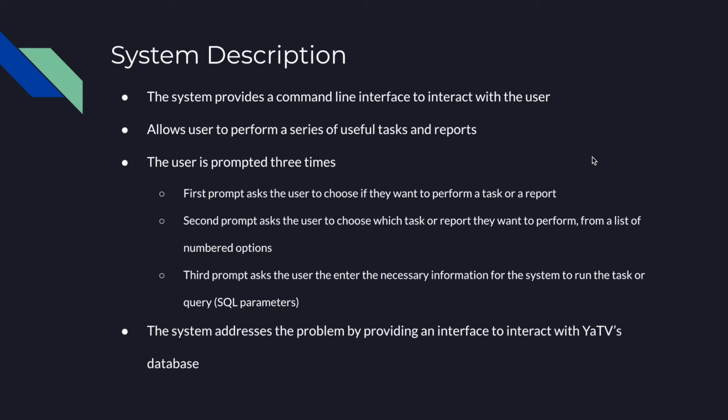Now, our system provides a command line interface to interact with the user. It allows the user to perform a series of useful tasks and reports. The user is prompted 3 times. The first prompt asks the user to choose if they want to perform a task or a report. The second prompt asks the user to choose which task or report they want to perform from a list of numbered options. And finally, the third prompt asks the user to enter the necessary information for the system to run the task or report query. The system addresses the problem by providing an interface to interact with YaTV's database.